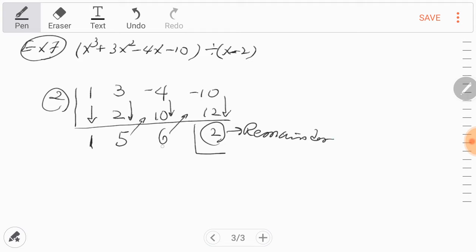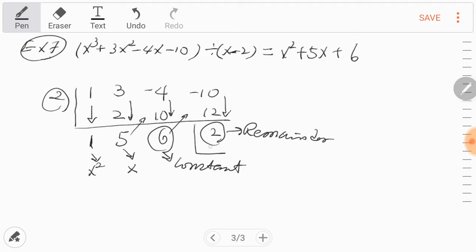And this is the constant, right? And 5 is the coefficient of the x term. This is the x squared term. So the result is 1x squared, so x squared plus 5x plus 6. And then 2 is the remainder. So we can write it as 2 over the divisor. What's the divisor? X minus 2.